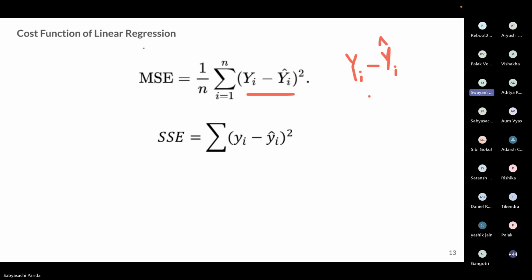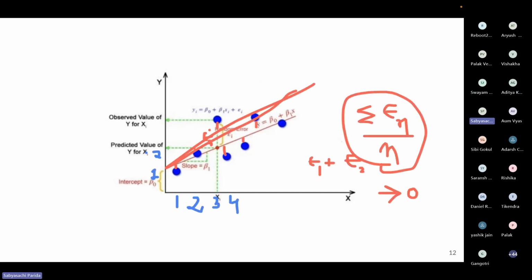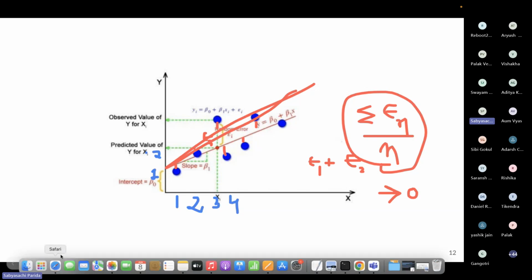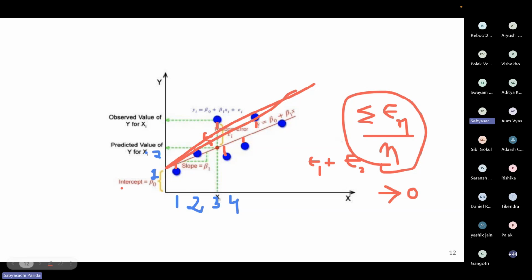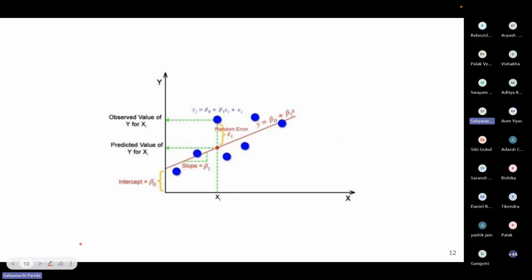It will cancel the positive differences and the negative differences. Okay, okay. So who was this? Swayam Jha, sir. Yeah, so as Swayam was mentioning, it will cancel all the positive and the negative differences. Okay, so what do you mean by positive and the negative differences?